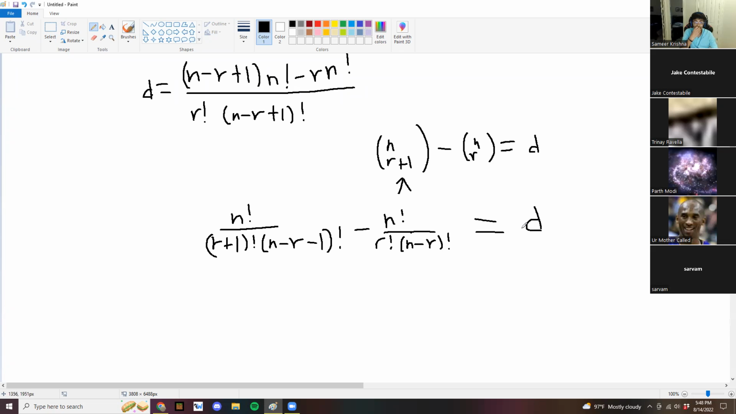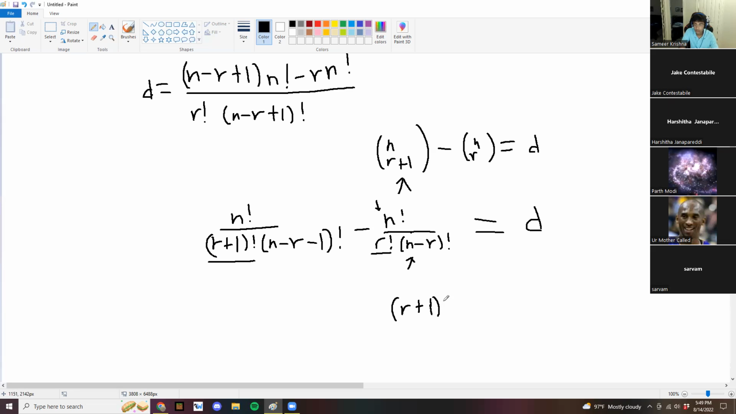Okay, now we just solve this out. So what we get is, in these two terms, which one is bigger? R factorial or R plus 1 factorial? R plus 1. Okay, so what you would do is multiply the top and bottom of this by R plus 1. No, just by R plus 1, not R plus 1 factorial.